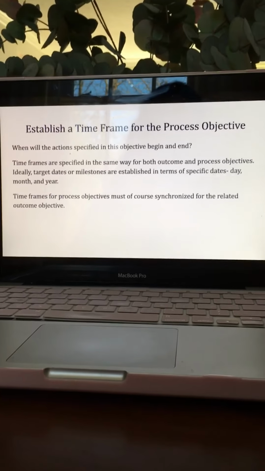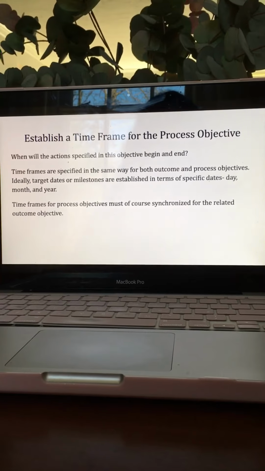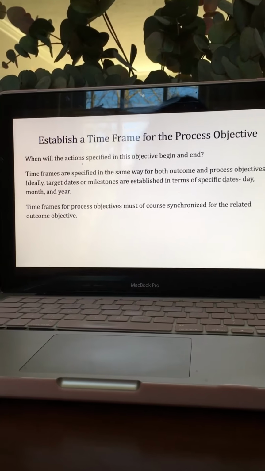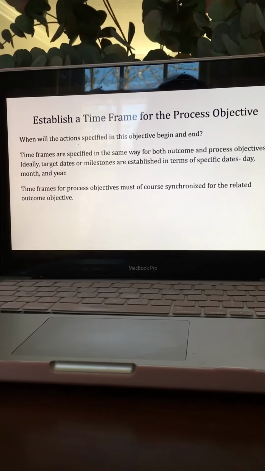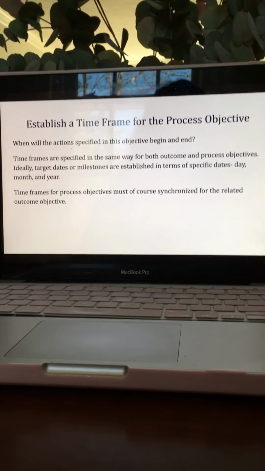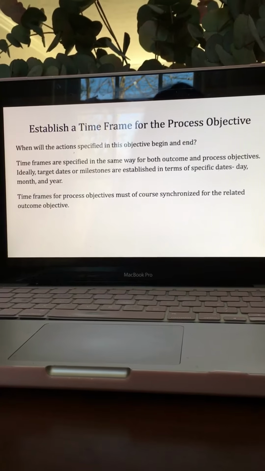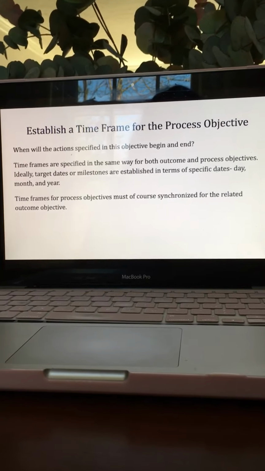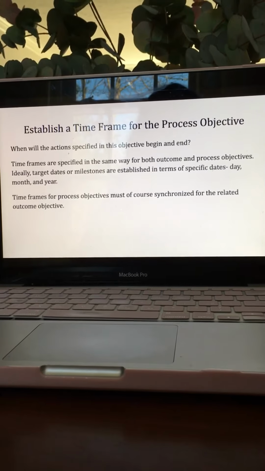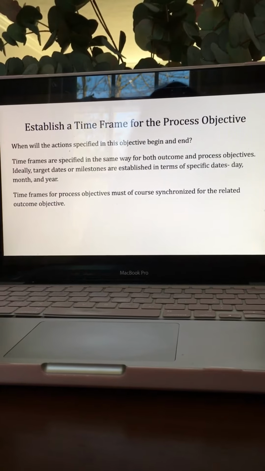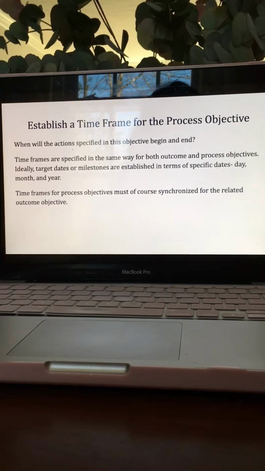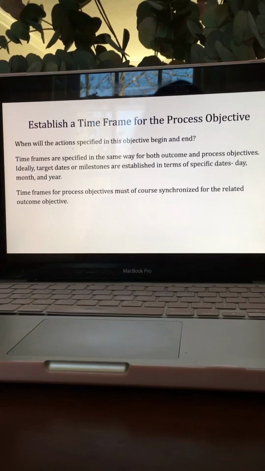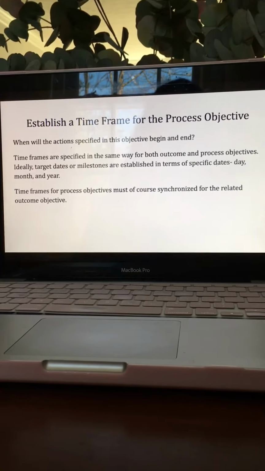So now we're going to talk about establishing a time frame for the process objective. So this raises the question, when will the actions specified in this objective begin and end? So time frames are specified in the same way for both the outcome, which we talked about earlier, and the process objectives. So ideally, target dates or milestones are established in terms of specific dates, day, and month in the year. So same as before, and timeframes for process objectives must, of course, be synchronized with the related outcome objective.